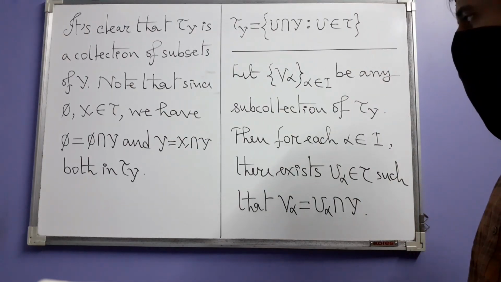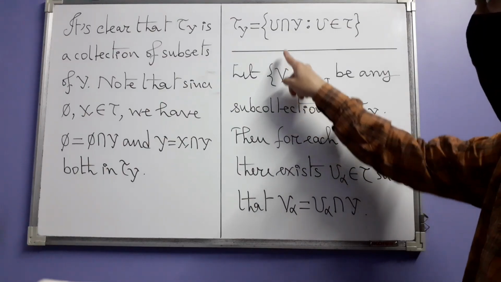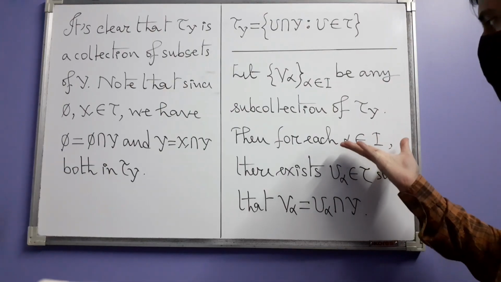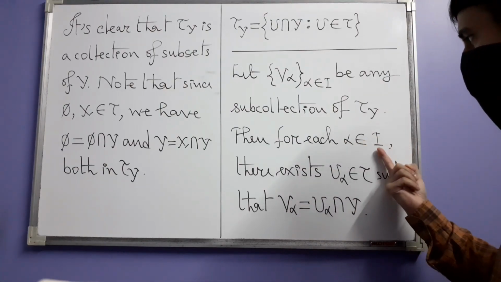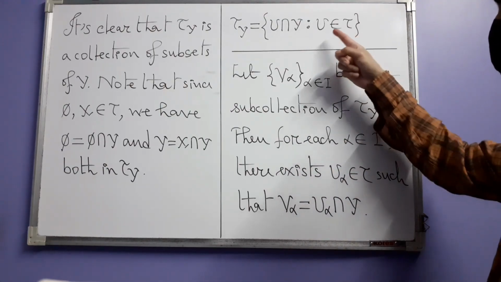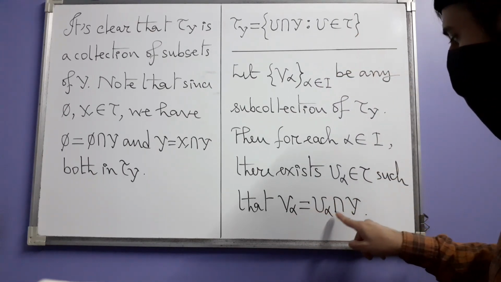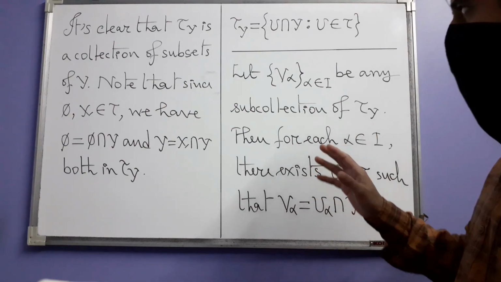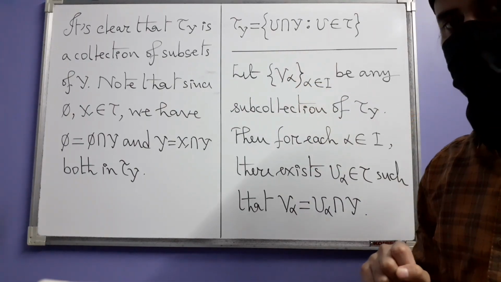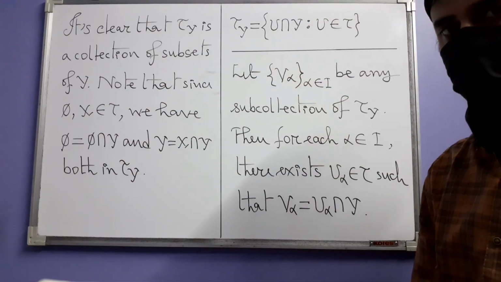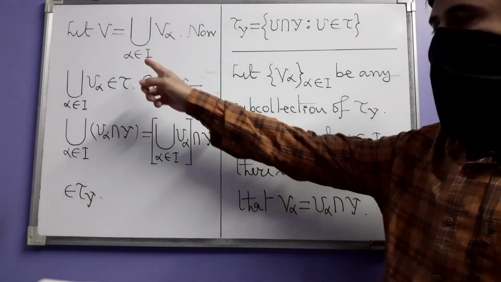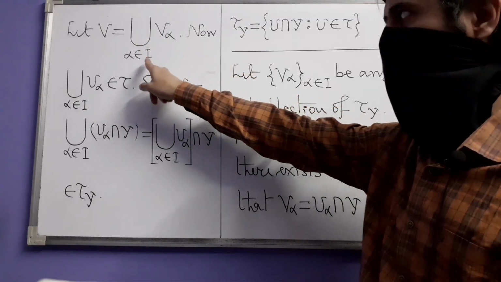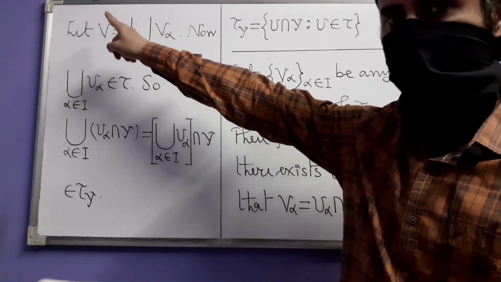Alright. So what does that mean? It means that each V_alpha is going to look like this, some U intersection Y, and that's why we have this next thing. Then for each label alpha in I, there exists a U_alpha in tau, such that V_alpha is equal to U_alpha intersection Y. Now what is it that we have to show here? We have to prove that the union of all these V_alphas is again an element in tau_Y. So we give a name to this union. Let the union of all these V_alphas, as alpha varies over I, be called capital V.